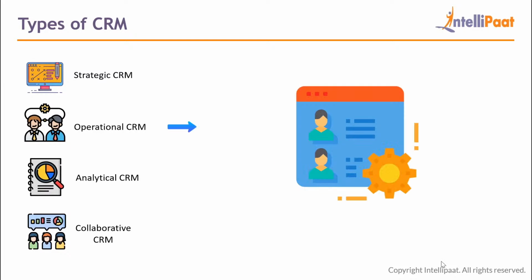Now the next one is operational CRM. It is oriented towards customer-centric business processes such as marketing, selling and services, and it includes various types of automation also, like sales automation, marketing automation and service automation.